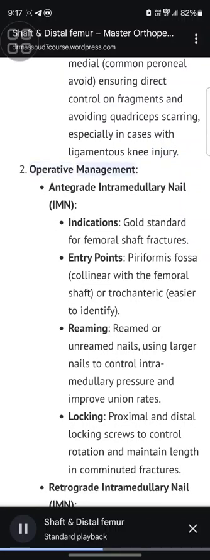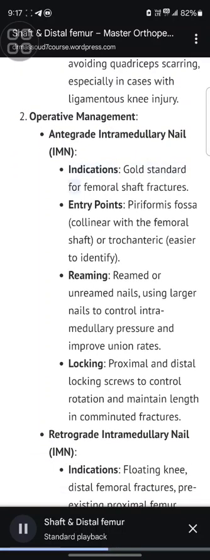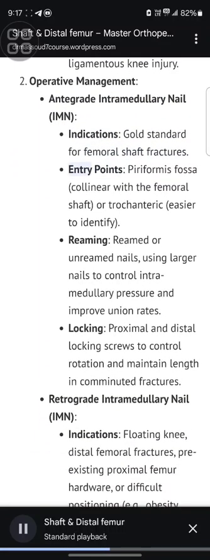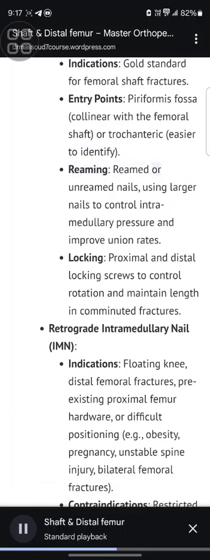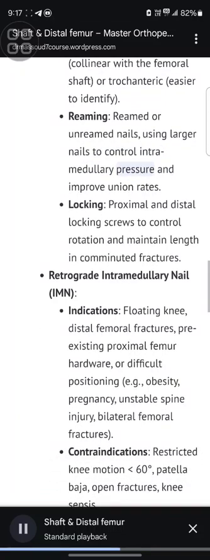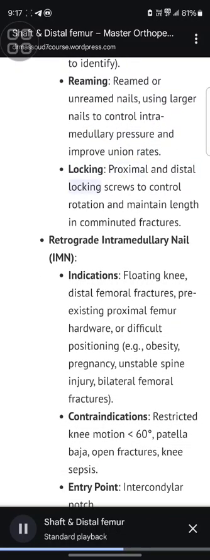2. Operative management. Antegrade intramedullary nail, IMN. Indications: gold standard for femoral shaft fractures. Entry points: piriformis fossa, collinear with the femoral shaft, or trochanteric, easier to identify. Reaming: reamed or unreamed nails, using larger nails to control intramedullary pressure and improve union rates. Locking: proximal and distal locking screws to control rotation and maintain length in comminuted fractures.